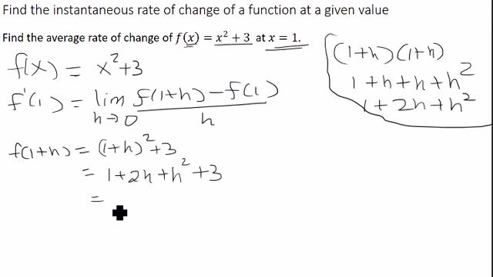Now let's look at f of 1. So f of 1 is going to be 1 squared plus 3, because we're replacing x by 1, so that's going to be 1 plus 3, which is going to be 4.